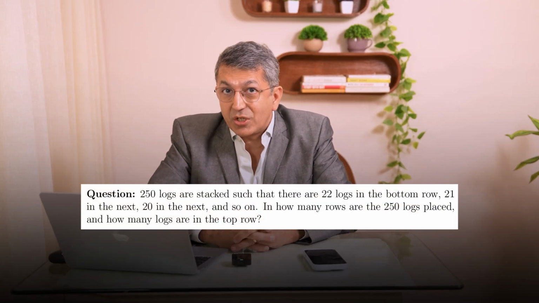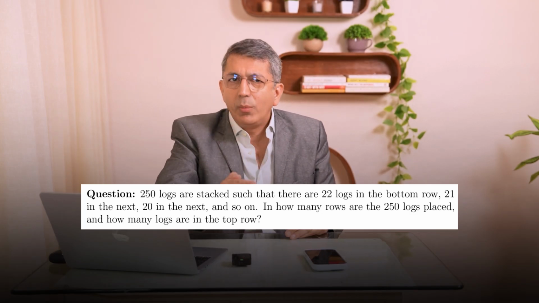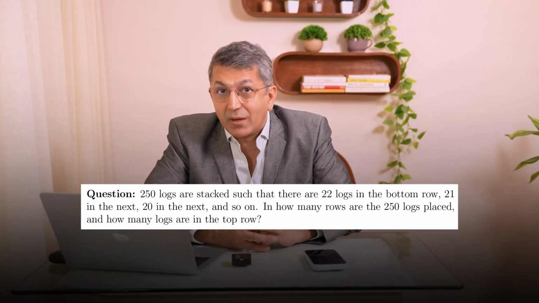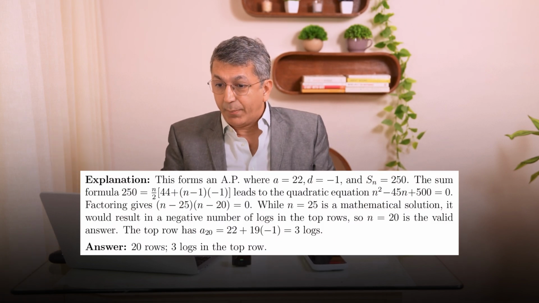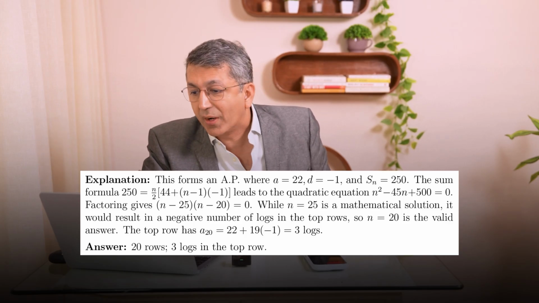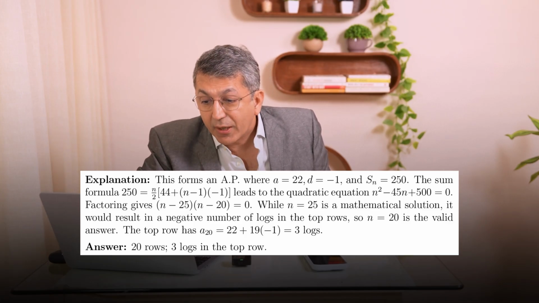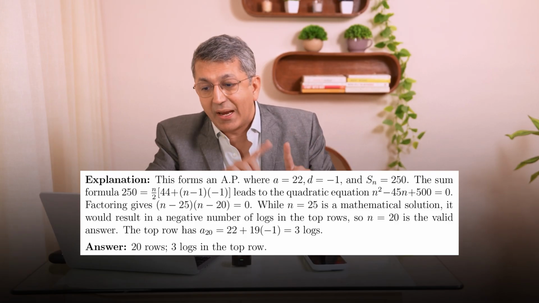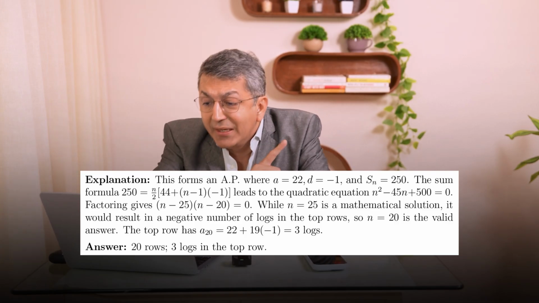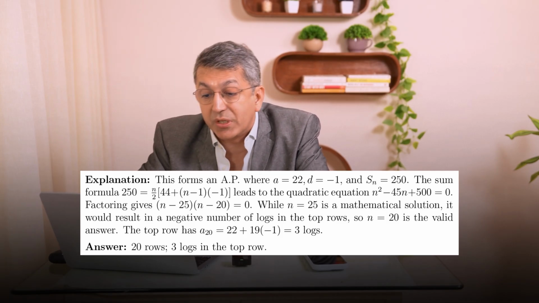250 logs are stacked such that there are 22 logs in the bottom row, 21 in the next, 20 in the next, and so on. In how many rows are 250 logs placed, and how many logs are there in the top row? Concept: arithmetic progression, summation. Explanation: this forms an AP where a is equal to 22, d is equal to minus 1, and Sn is equal to 250. The sum formula: 250 is equal to n divided by 2, in brackets 44 plus, in brackets n minus 1, in brackets minus 1, leads to quadratic equation n square minus 45n plus 500, which is equal to 0.